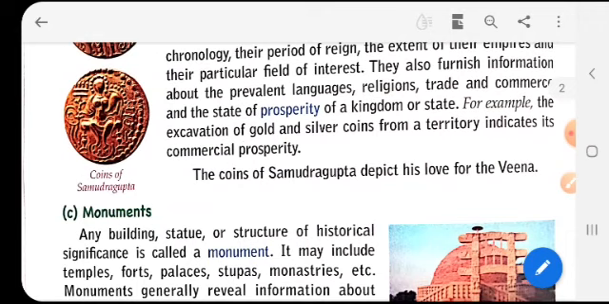So, the findings of gold and silver coins help us to know that there was commercial prosperity in that territory. The coins of Samudragupta depict his love for the Veena. So, the coins found from the time of Samudragupta depict that he loved to play the Veena.